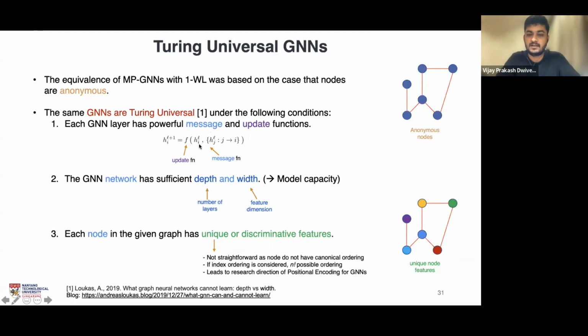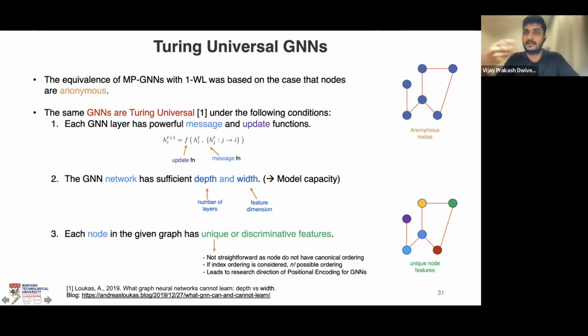For the first condition, like I told, using MLPs at these two steps is enough. For the second, we need to take care of the depth and width bounds, which I'll explain in the next slide. And the third is the most challenging step. By definition or by availability, we don't have each node with unique node features. If you consider, for example, a molecule which has 5 nodes, there can be 2 nodes which are carbon, 2 nodes which are oxygen, and so on, 1 node which is nitrogen.